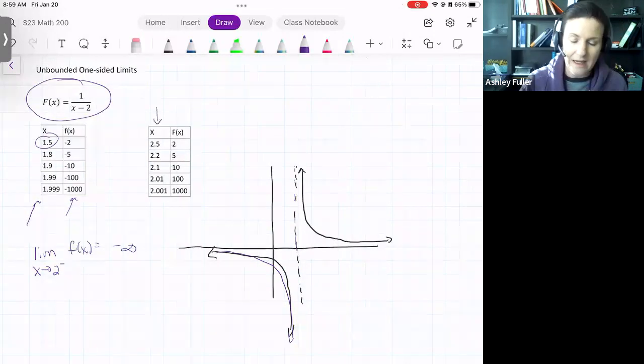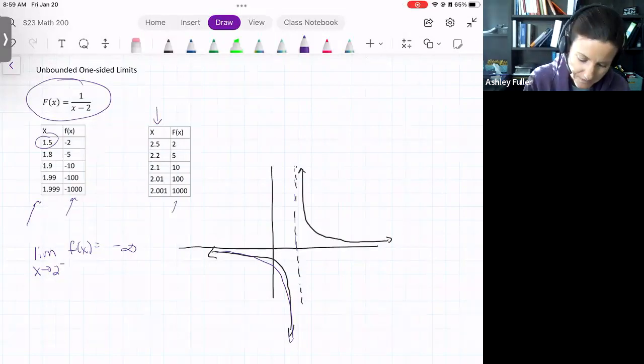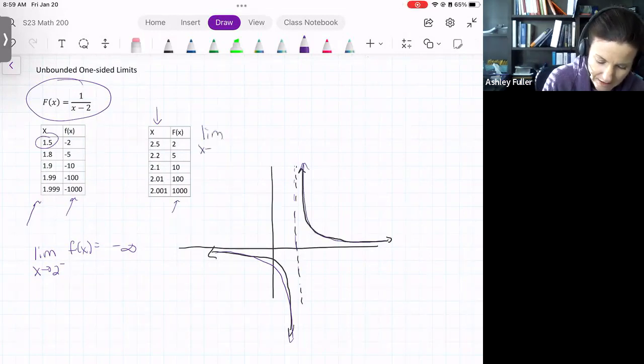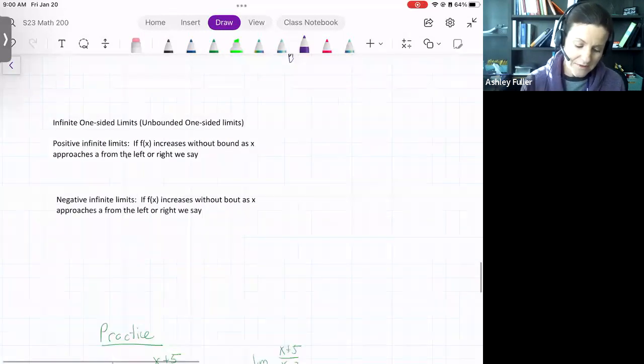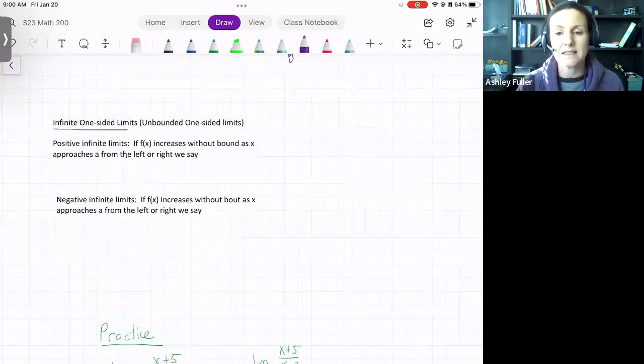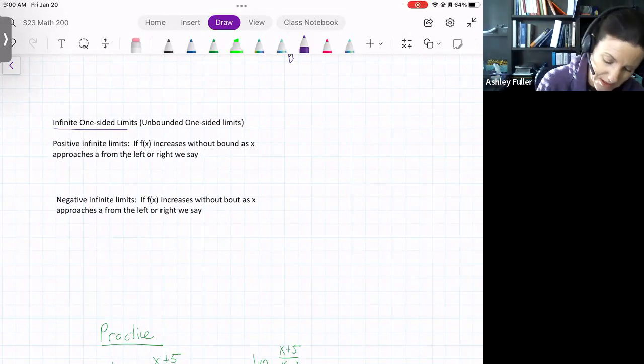Likewise, if we look at as x approaches 2 from the right, it's getting bigger and bigger in the positive direction. And so we write that as the limit as x approaches 2 from the right of f of x is +infinity. In this case, it creates what's called a vertical asymptote. The graph approaches this line, but it never touches it. To formally define these, we can define these as infinite one-sided limits. If x increases without bound, then we say it approaches infinity.